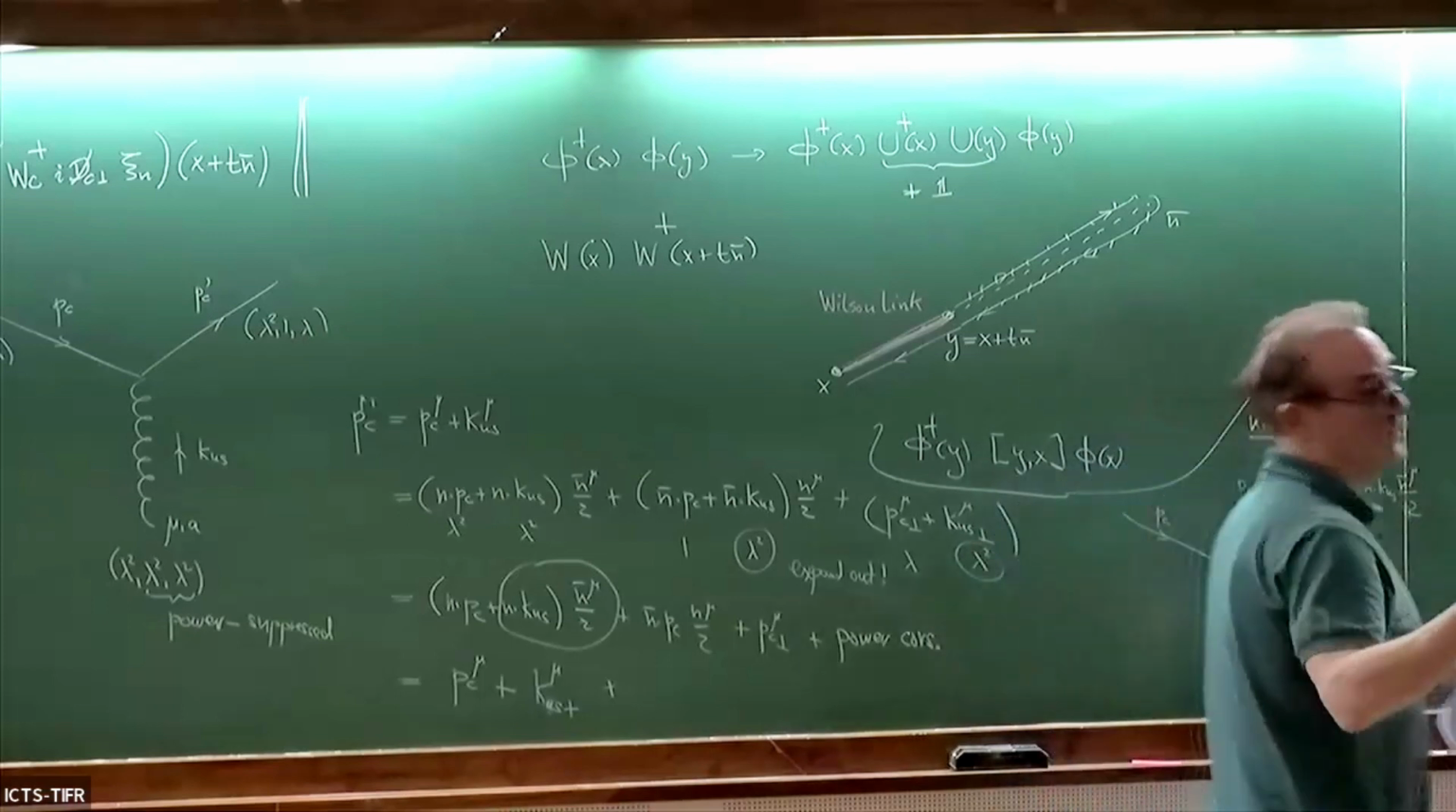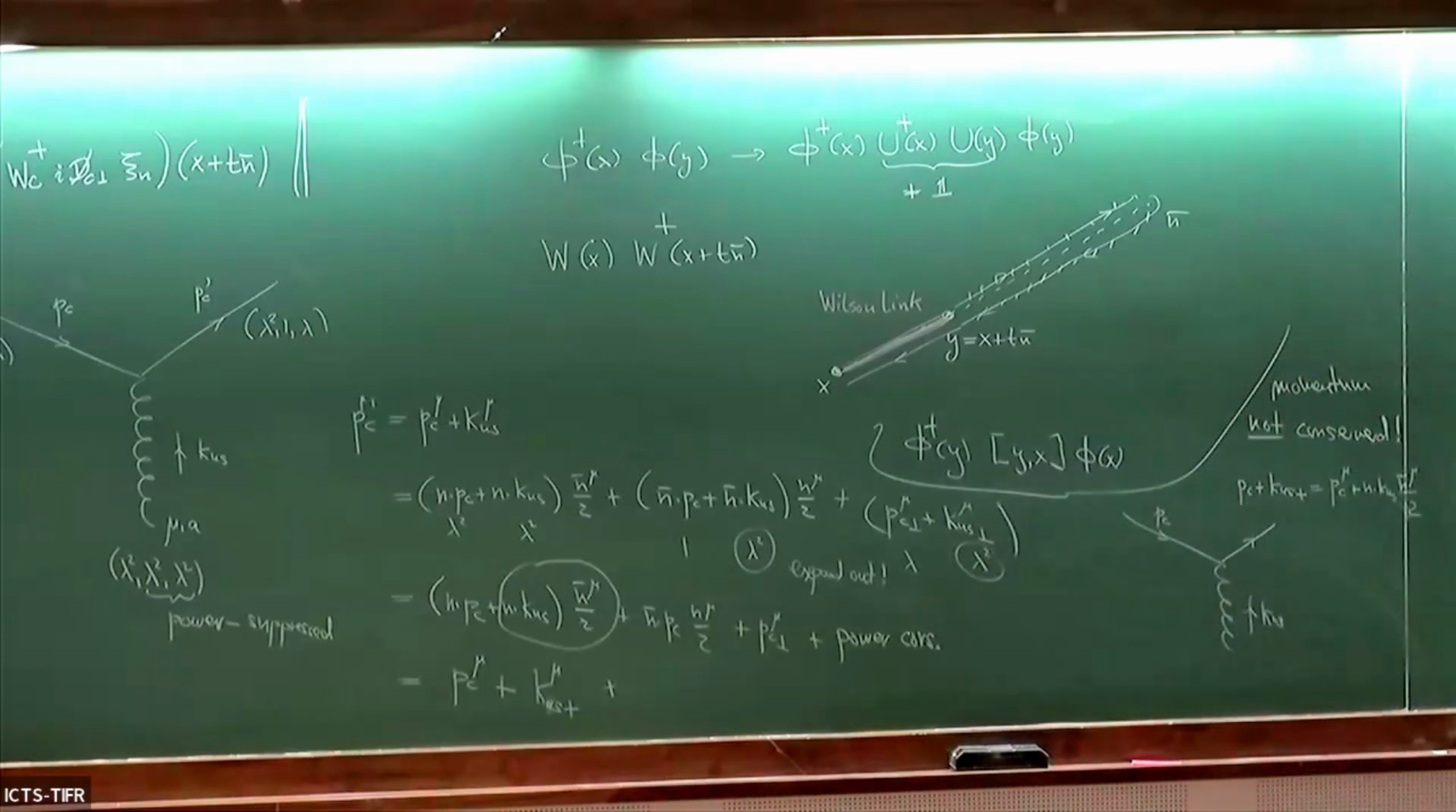Now, don't call the New York Times and say, we just discovered momentum non-conservation. Of course not. Of course, in QCD, momentum is conserved at every vertex. And if you want, you can write delta functions of the 4-momenta, ensuring that. All I'm telling you here is we should also perform in the arguments of these delta functions a lambda expansion.